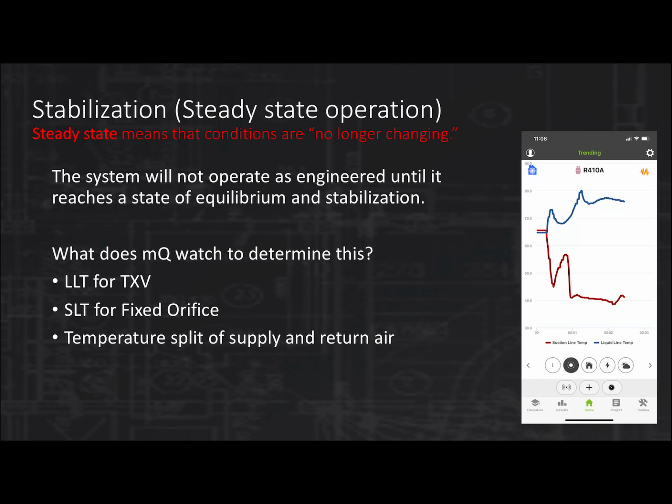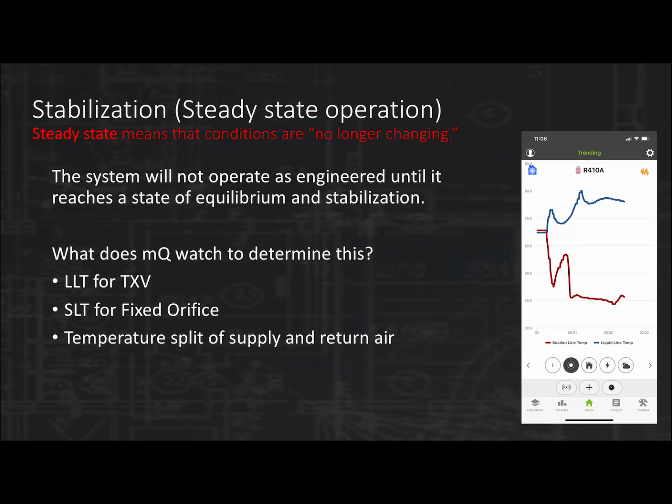Now, we talked about stabilization, and stabilization or steady state means conditions that are no longer changing. So the system will not operate as it's engineered until it reaches a state of equilibrium or stabilization. All right. Well, how does measureQuick determine this? Well, it's looking at the liquid line temperature for TXV and the suction line temperature for a fixed orifice and temperature split of the supply and return air and some other variables.